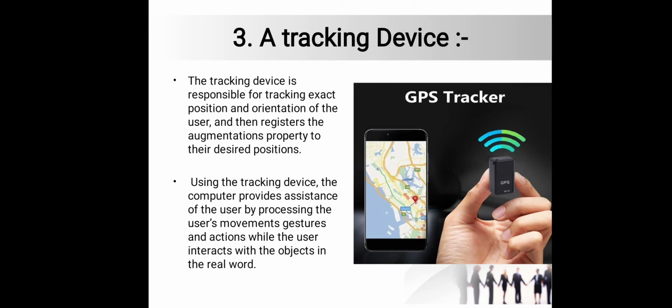Third, a tracking device. A tracking device is responsible for tracking the exact position and orientation of the user, and then registers the augmentation property to its desired position. Using the tracking device, the computer provides assistance to the user by processing the user's movements, gestures, and actions while the user interacts with the object in the real world.